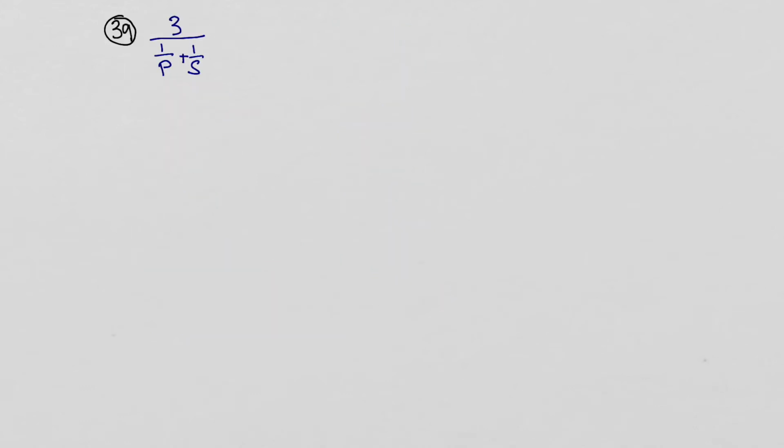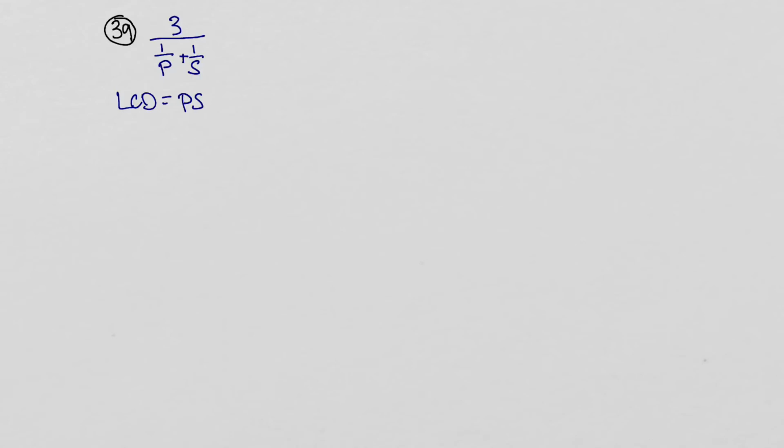Now here we are in problem number 39, and we're going to use the general procedure here because I've got a single term up here, but I've got 2 terms down here. So I can't just invert and multiply. Let's use the general procedure, which we know is to get the LCD. And the LCD here is P times S.